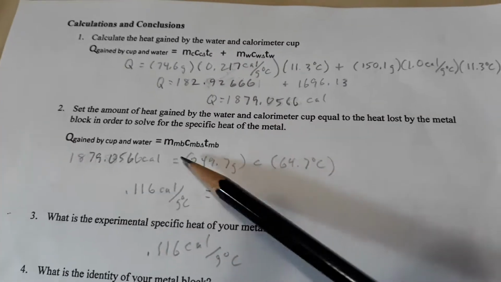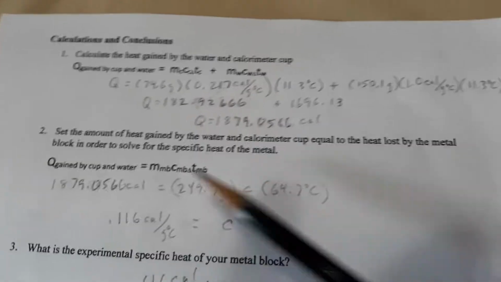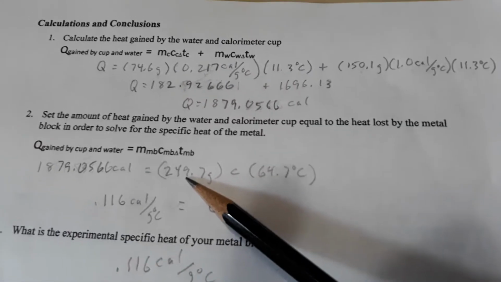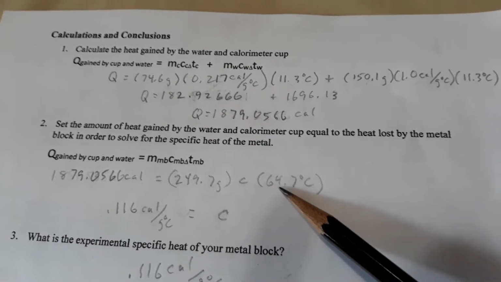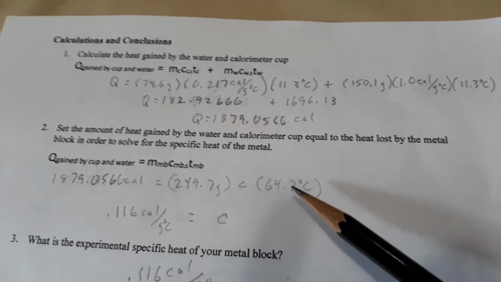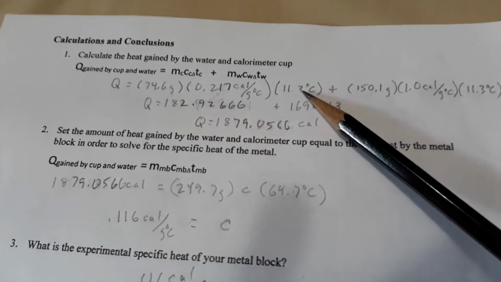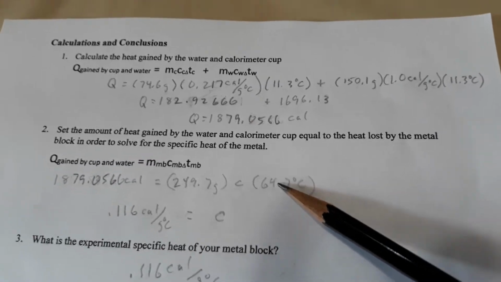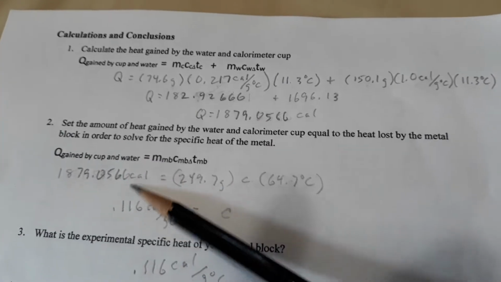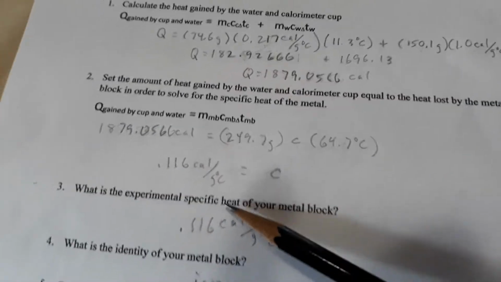Okay, so then we bring that down because the heat gained by the cup and water equals the heat lost by the metal block. So the mass of the metal block was 249.7. Specific heat is what we're solving for, and the delta T for the metal block is 64.7. Now I want to point out how much greater the temperature change was for the metal block versus the cup and the water, even though the metal block was heavier. Something to ponder. Then to solve for C, we divide this by this, and we get 0.116 calories per gram degrees C. Okay, so we bring this down to number 3.